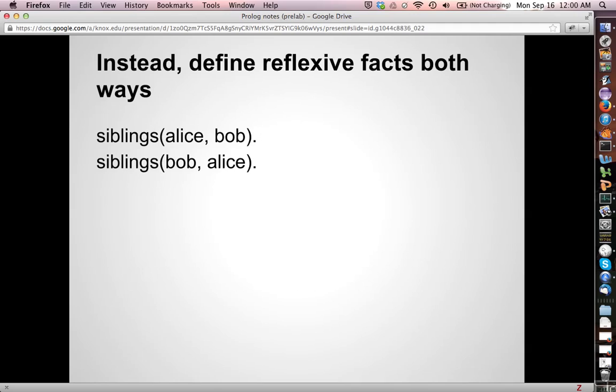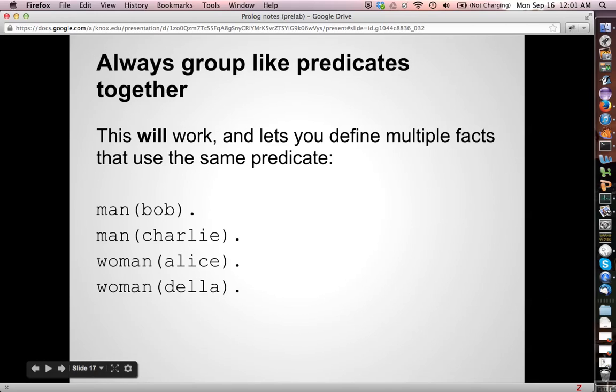So the less elegant looking, but far more effective way in practice, if you want something to be reflexive, is to just define it both ways. So this way we know that, in fact, if Alice is Bob's sibling, then Bob is also Alice's sibling.